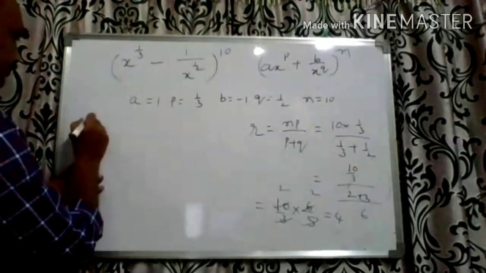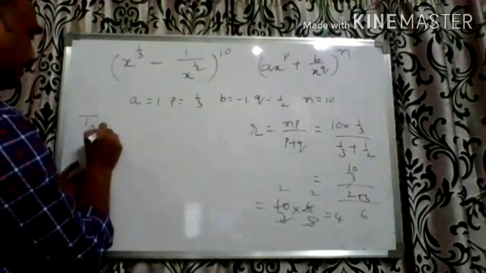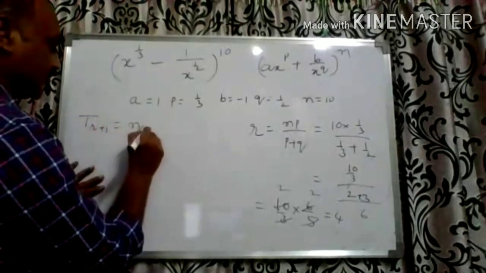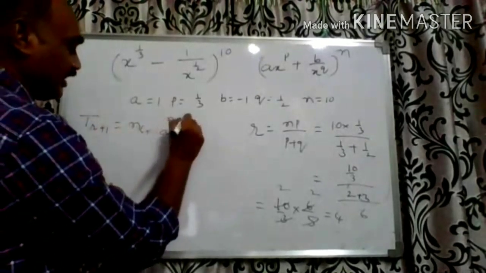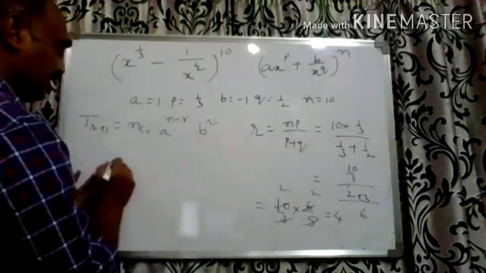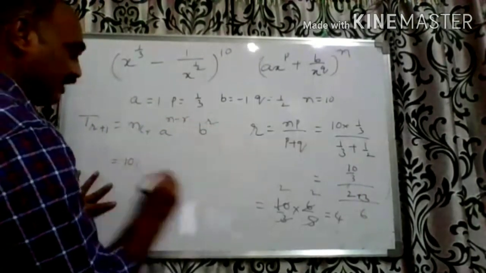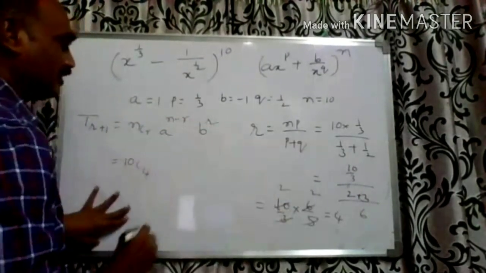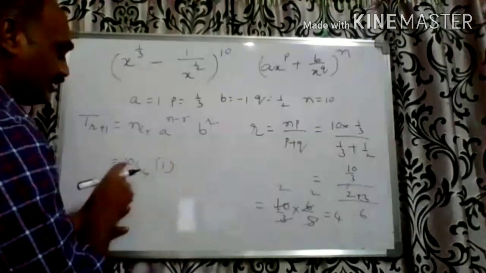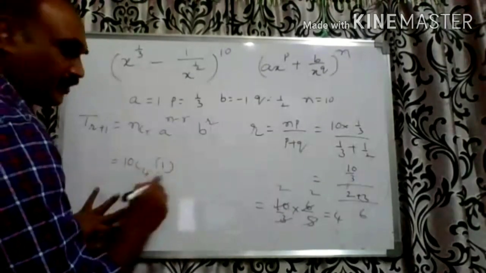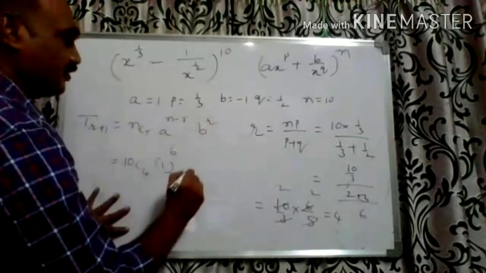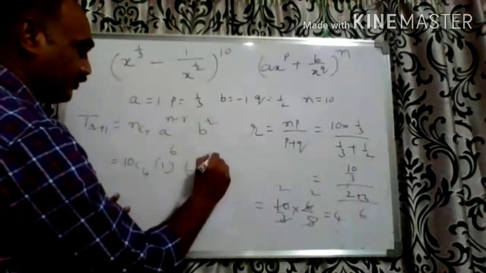Independent of X, use the formula T(R+1) is equal to NCR into A power N minus R into B power R. N is equal to 10, R is equal to 4, so 10C4 into A, which is 1, power N minus R, that is 10 minus 4, 6, into B power R, B is equal to minus 1, power R is equal to 4.